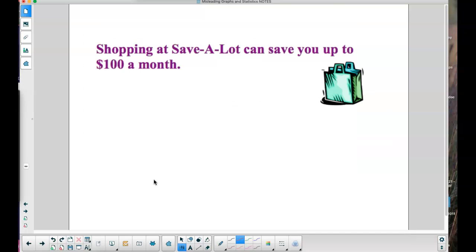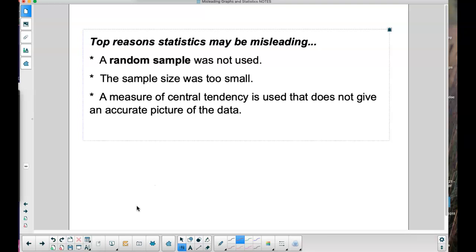All right. Okay. Back to our notes. The second part of your notes: top reasons why statistics may be misleading. Okay, the first one, a random sample was not used. Sometimes we don't necessarily have a graph to go with something, but we read about the data and they tell us how it was collected.